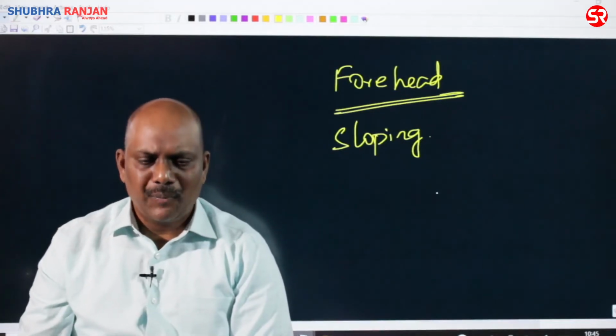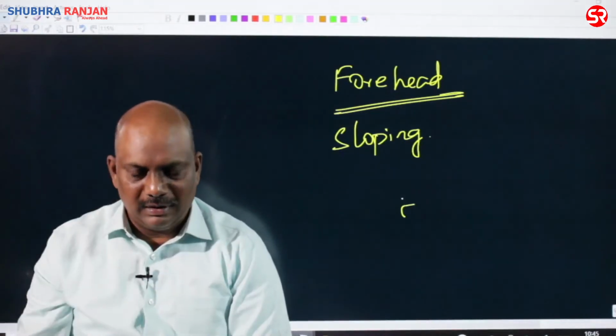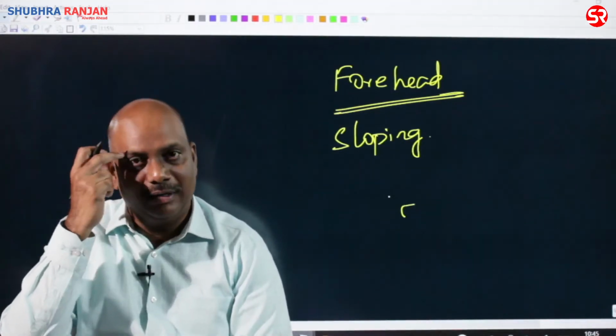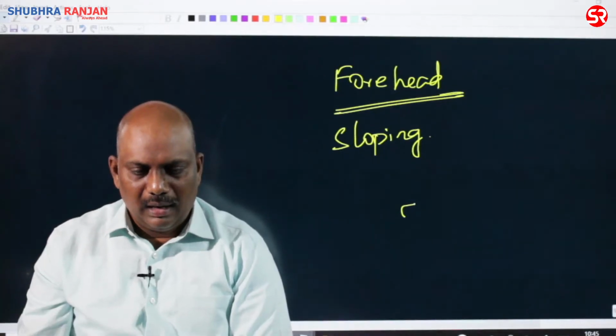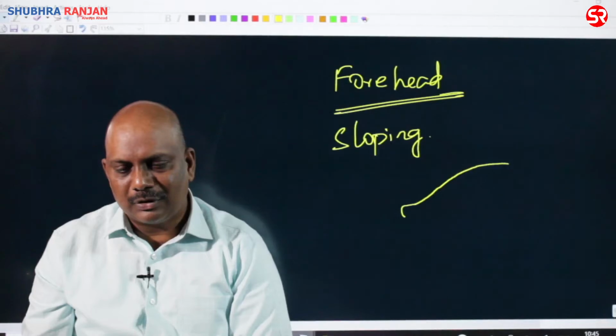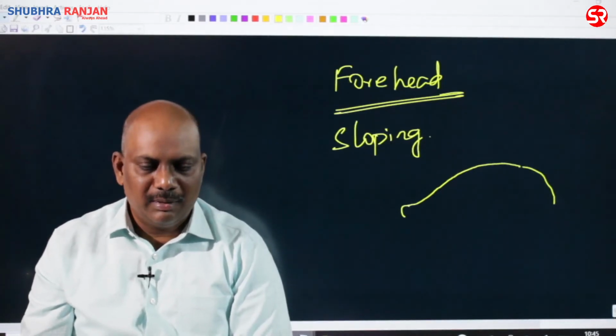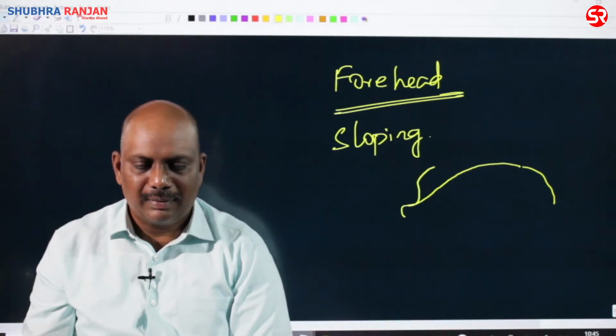I told you there will be one ridge-like bone here in the forehead, just over the eyes. After that, the forehead used to be sloping for most of the apes. But for human beings, this bone will not be there, and for us, the forehead will be like this.